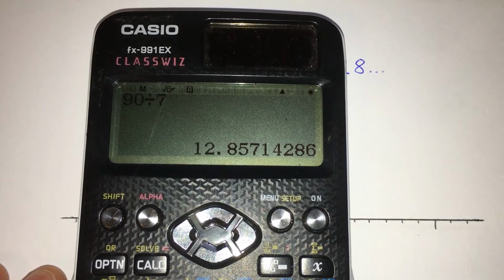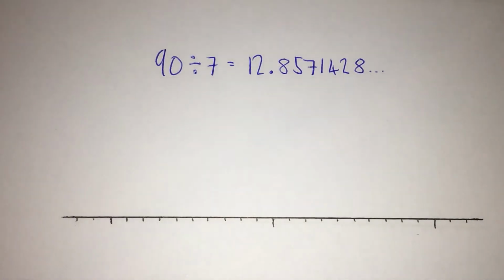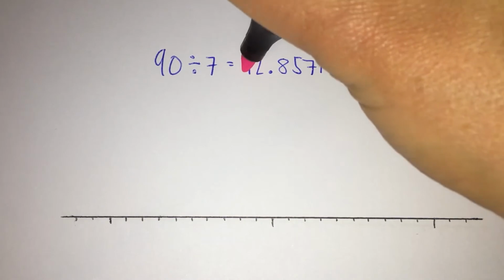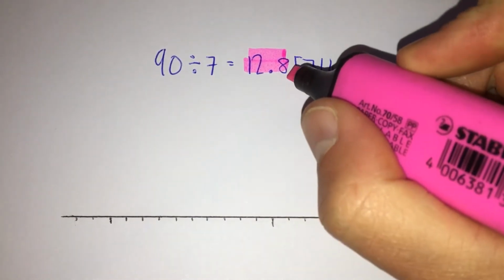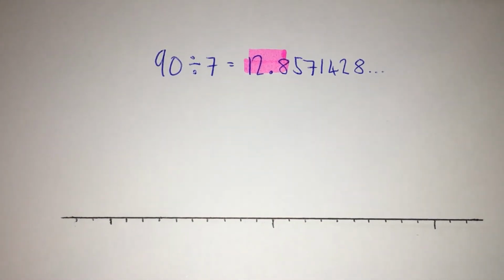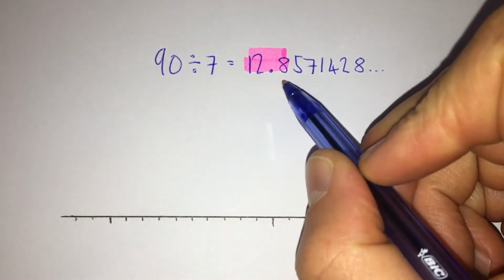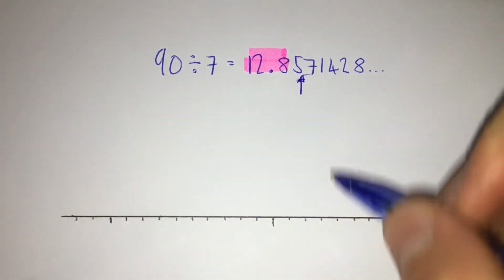Here's another one, 90 divided by 7. There's the answer on the screen, which I've written out here. And we're going to round this to one decimal place. So we grab a highlighter pen, we start on the left and we highlight the whole number until we get to the first decimal place, which in this case is that 8 there. And then we decide, is it going to be 12.8 or will it round up to 12.9? And we do that by looking at the next digit.